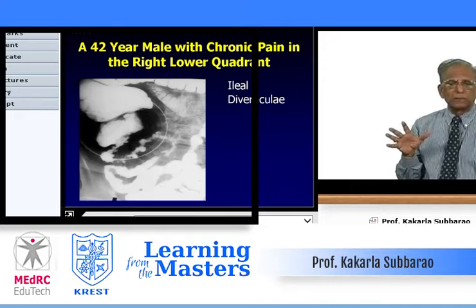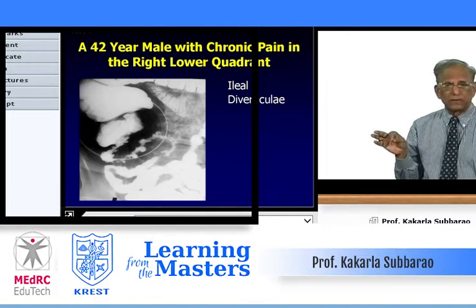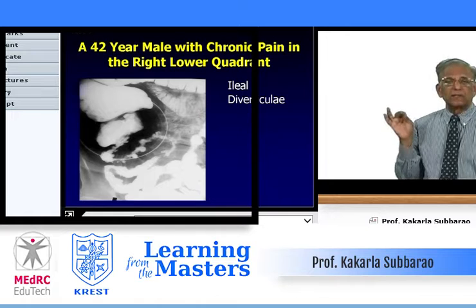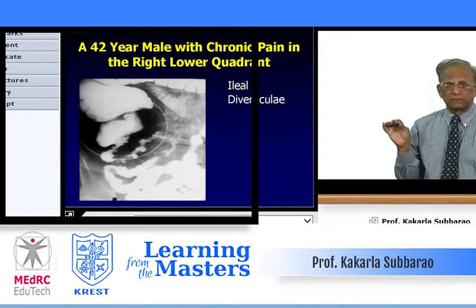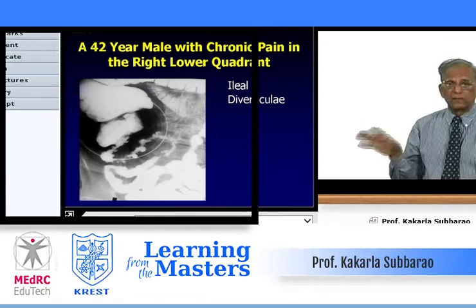Any diverticulum can get stasis of the food. Whenever there is stasis, there is infection. Whenever there is infection, there may be ulceration. So complications include diverticulitis, perforation, and hemorrhage. Occasionally, malignant transformation also may take place in one of the diverticula. And because of the stasis, sometimes enteroliths are formed, stones are formed, calcification of the debris is formed. This is uncomplicated ileal diverticulum.